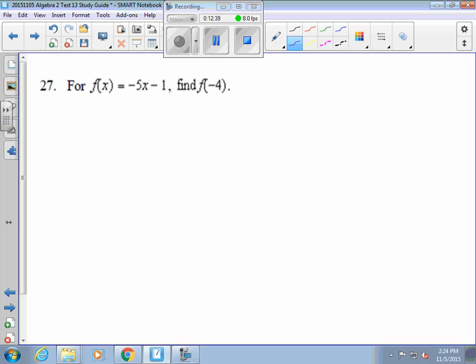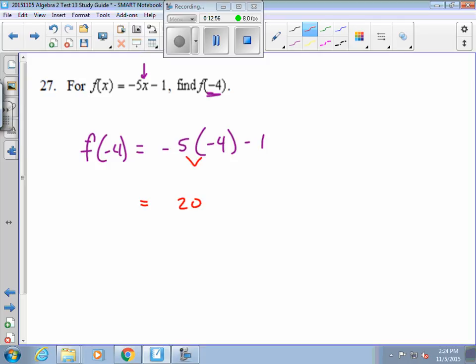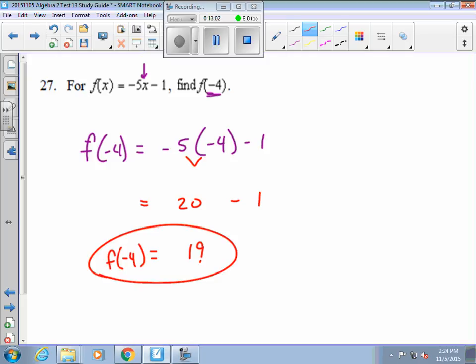Number 27, f of x equals negative 5x minus 1. Find f of negative 4. So in place of x, we're going to plug in negative 4. So f of negative 4, this is the one you don't do anything with, equals negative 5 times negative 4 minus 1. Order of operations says to multiply first. A negative times a negative is a positive. 20 minus 1, which is 19. So f of negative 4 is 19.